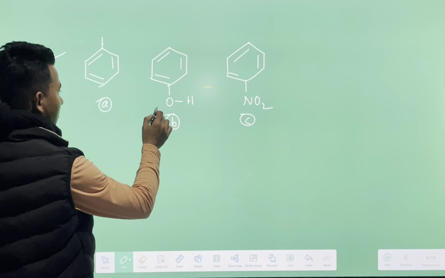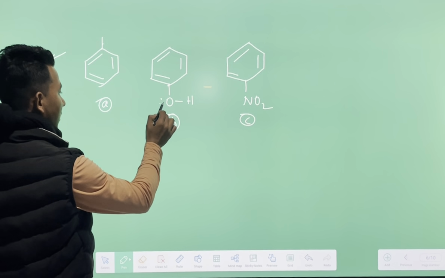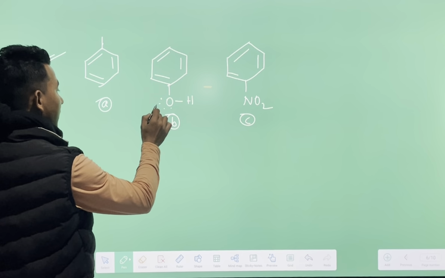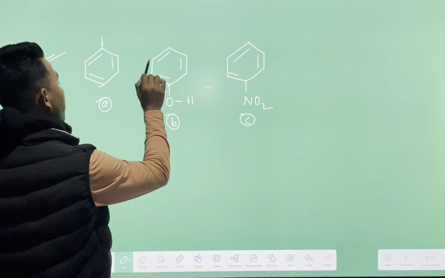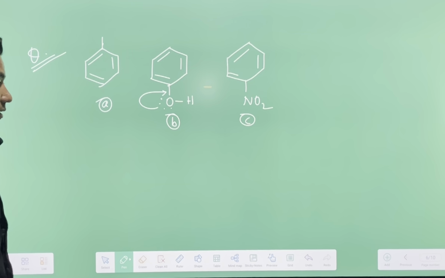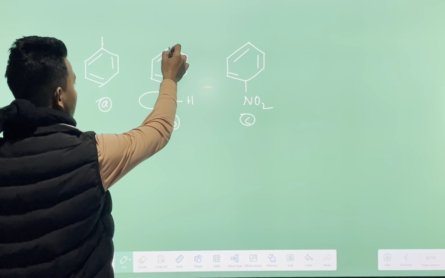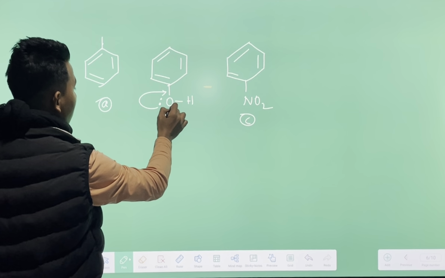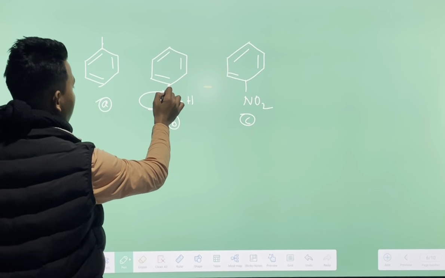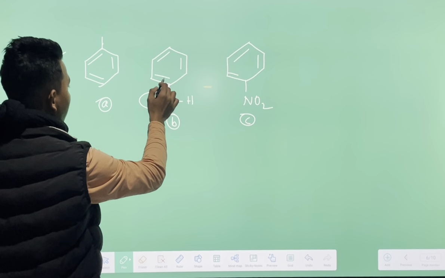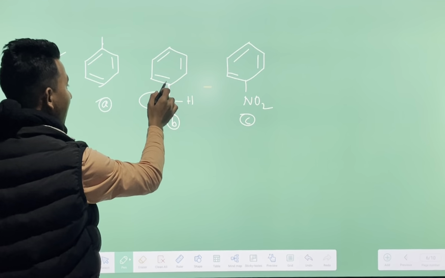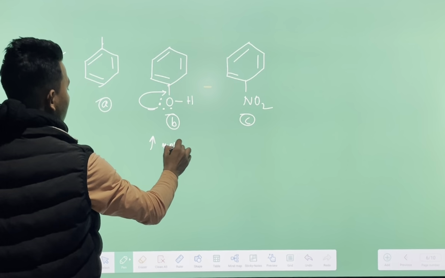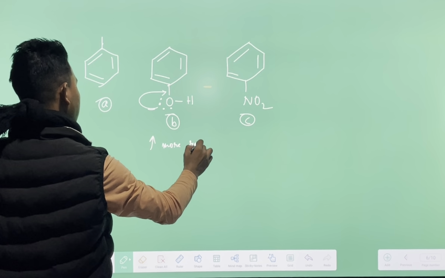Phenol. Why is phenol the most stable? Phenol has the oxygen with two lone pairs. So these two lone pairs can donate to this benzene ring so as to get stabilized. This lone pair of electrons can donate to the benzene ring, thereby stabilizing it. I mean the delocalization of the pi electrons. So this will have more resonating structures.